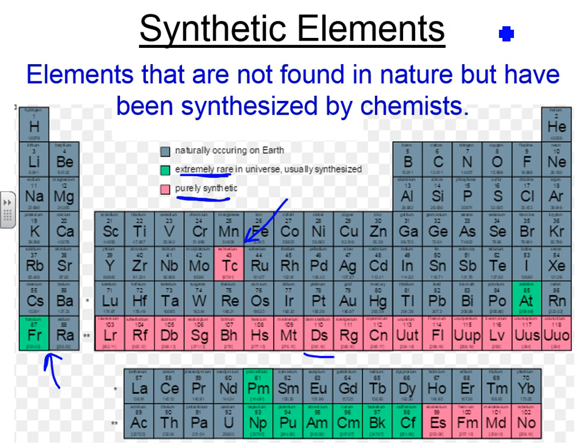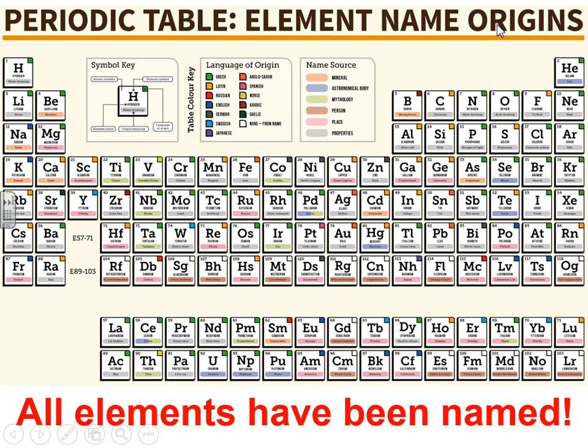Now, this last slide, let's mention that all elements have been named. In fact, we have gone through 118 elements all the way out here, and they all now have names. So feel free to obtain a periodic table, and don't be ashamed because every element now has a name.